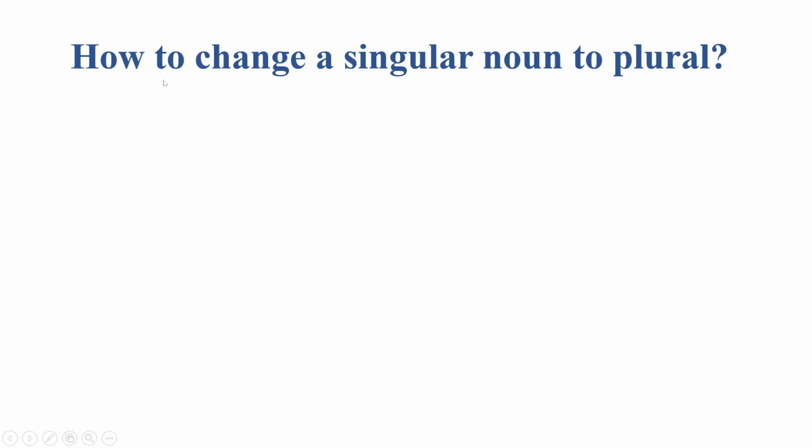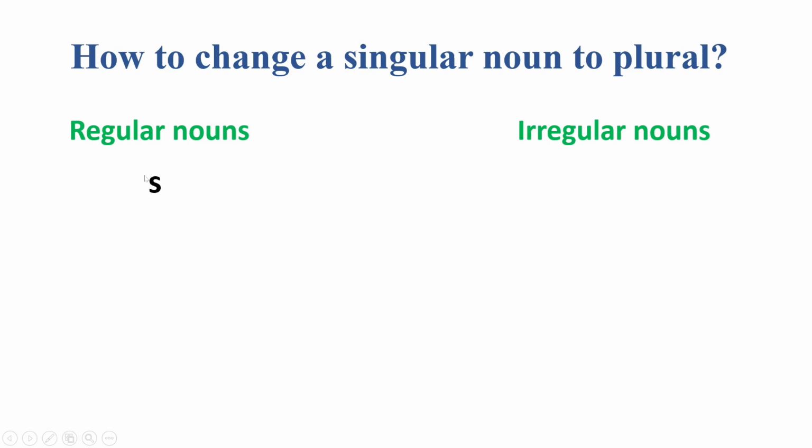Therefore, we have this question: how to change a singular noun to plural form? Here we have two different types of nouns: regular nouns and irregular nouns. Regular means the nouns that have a rule to change them to plural form, but irregular means there is not any rule to change them to plural form. Therefore, to change a regular noun to plural form, you need to add s, es, ies, or ves. It's very easy. Just add one of them to change that to plural form.